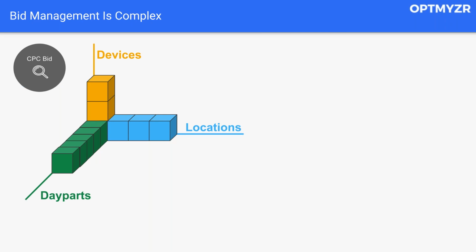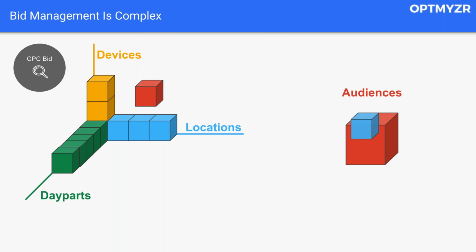Now, I promised I would talk about bid management. In the old days of AdWords, you had a CPC bid, and that was it. That was easy. Then they started bringing in bid adjustments, or bid modifiers, for day parting, locations, and devices. And then more recently, you can do it for audiences.